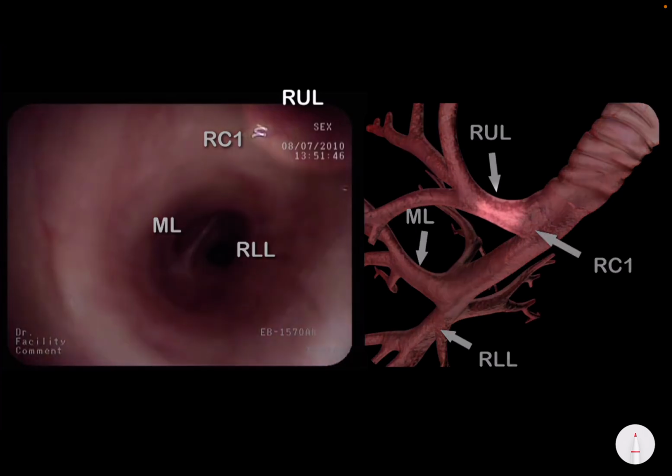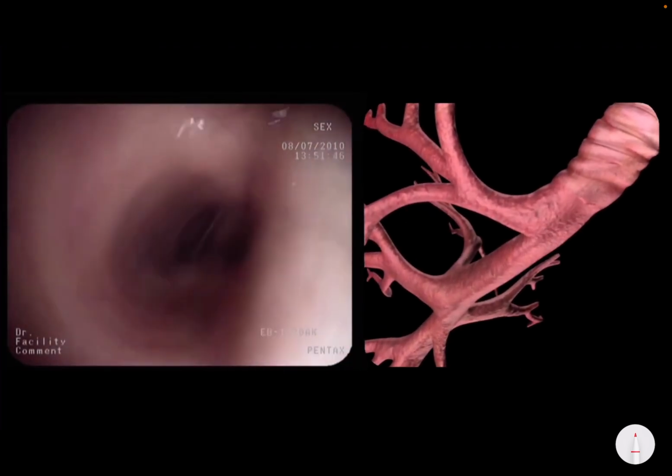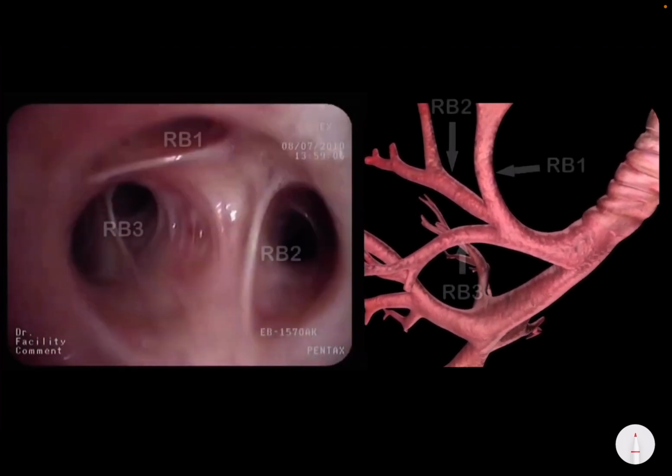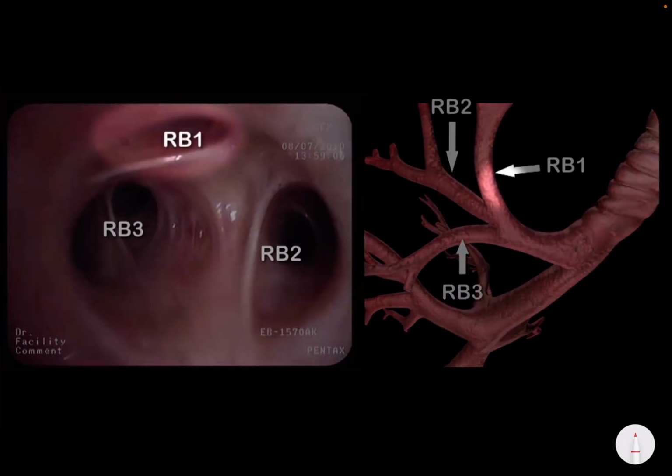This RUL is the right upper lobe, which is at the 1 o'clock position of the clock. When we enter inside the right upper lobe bronchus, you will see three further segments. RB1 is the apical segment, RB2 is the posterior segment, RB3 is the anterior segment of the right side.